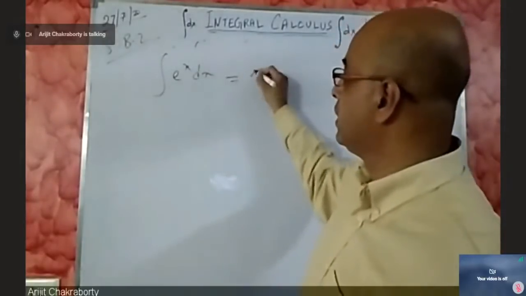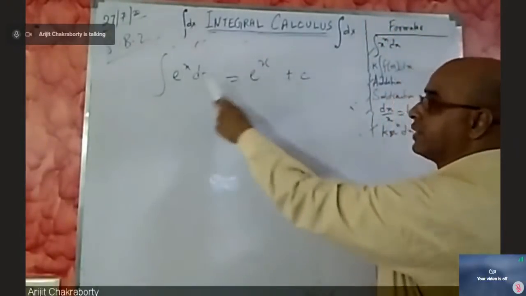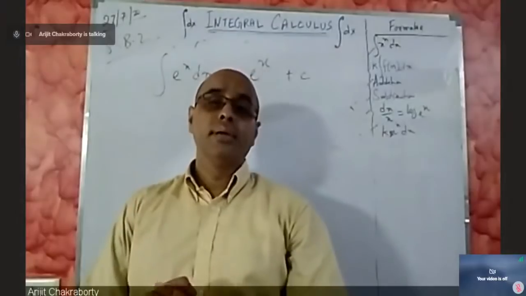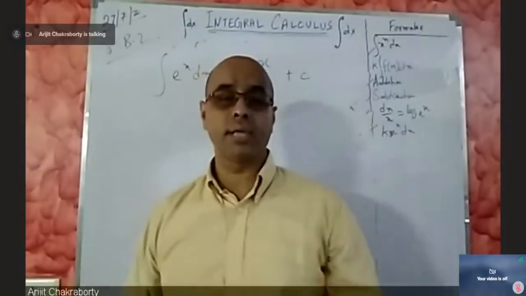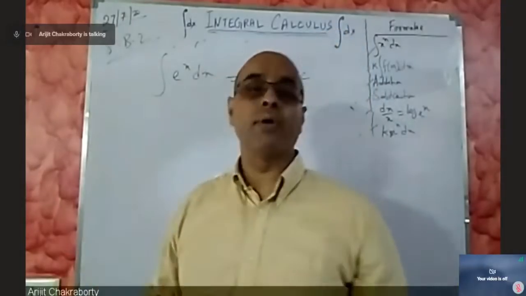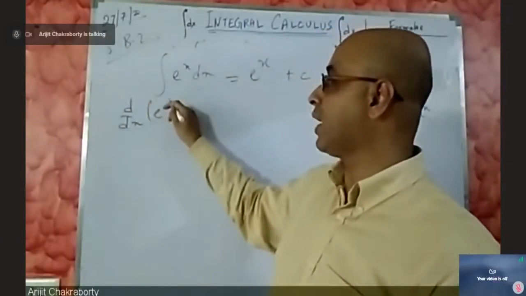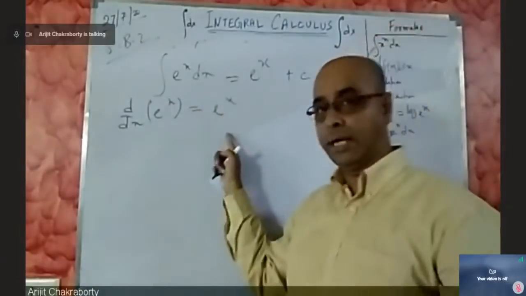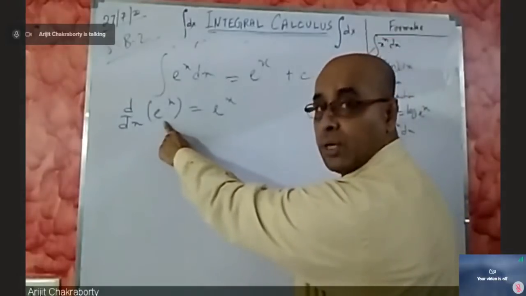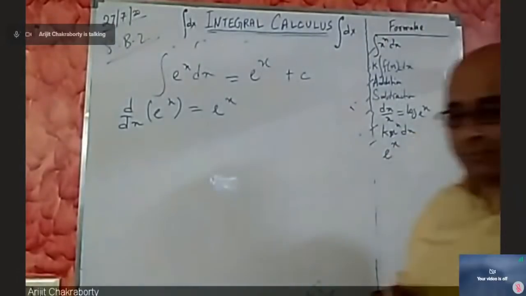It will remain e to the power x plus c, of course. So e to the power x integration will be the same, because you may kindly remember that in the differential calculus session last day, we did the differential coefficient of e to the power x. So if you do d/dx of e to the power x, it will be e to the power x only, no change. So if you integrate e to the power x, you will get back e to the power x only. So no change. So very simple formula, e to the power x we have done.